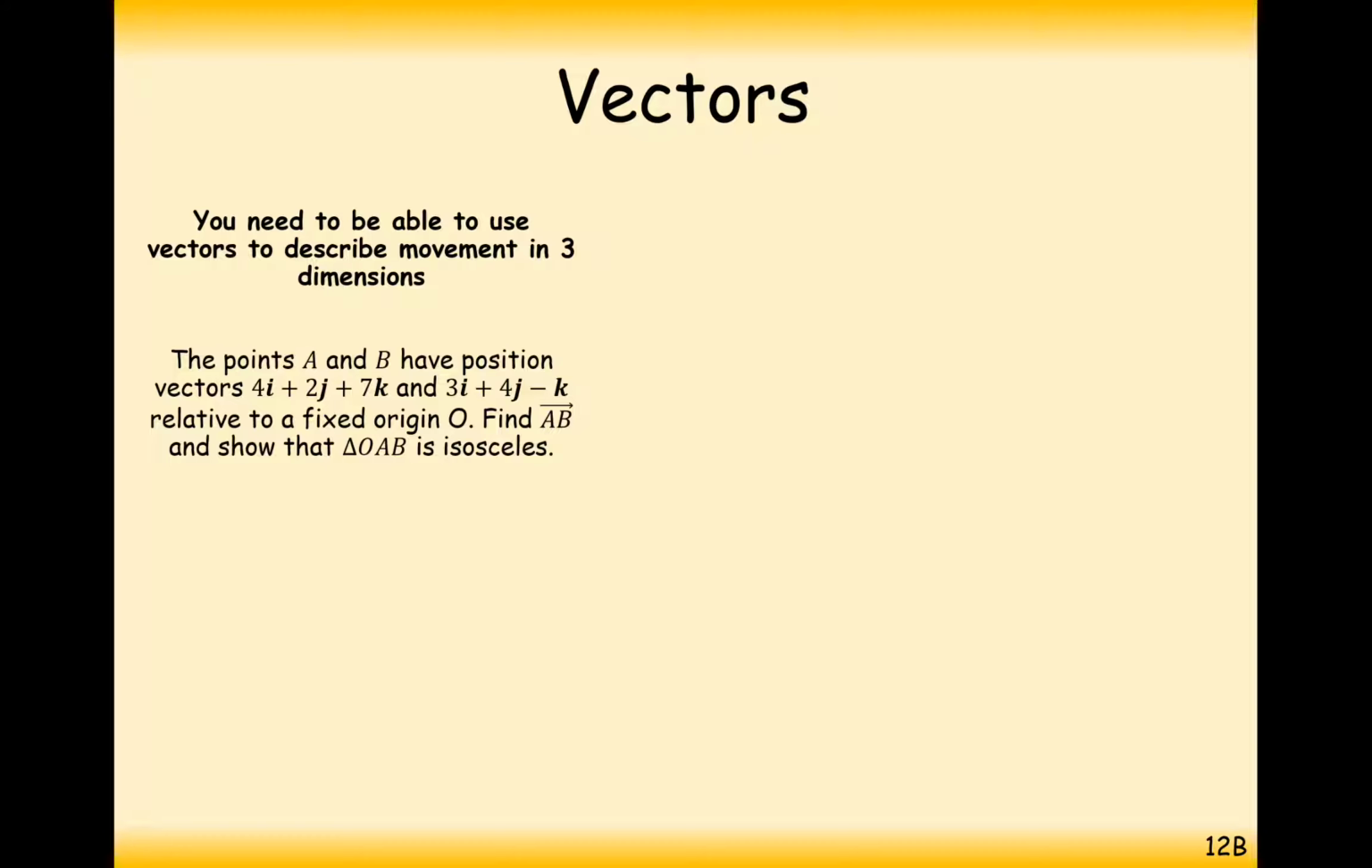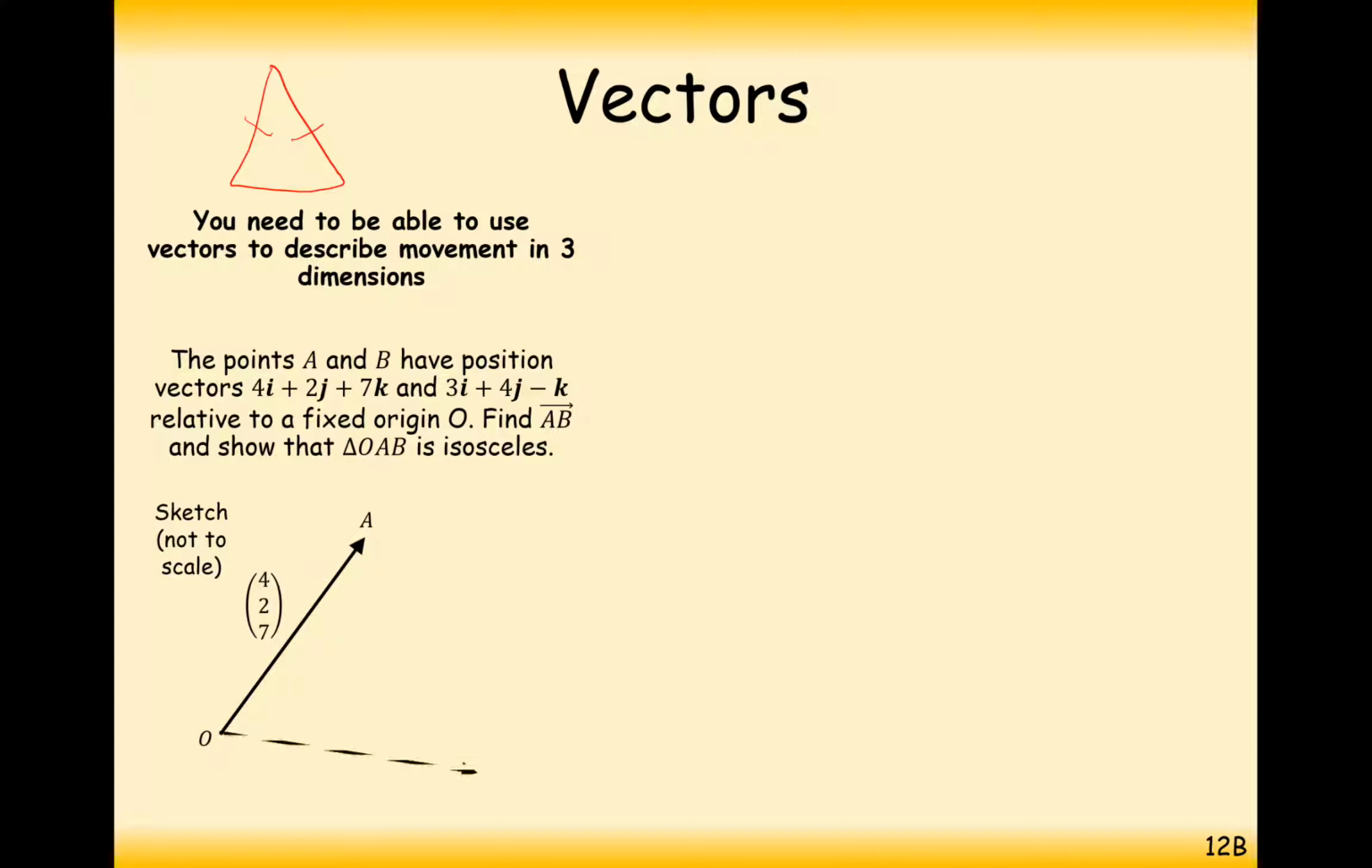Okay, one more question I think then. So points A and B have position vectors 4i plus 2j plus 7k, and B has the position vector 3i plus 4j minus k relative to a fixed position O. Find A, the direction A to B, and show that the triangle OAB is isosceles. Okay, so remember that isosceles triangles have at least two of the sides that are the same length. So that might be a key part of this question.